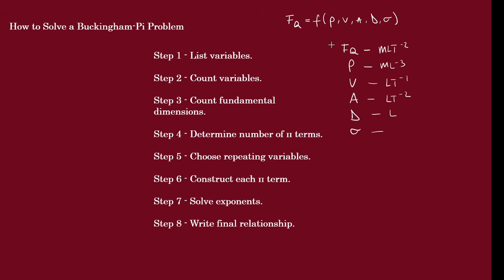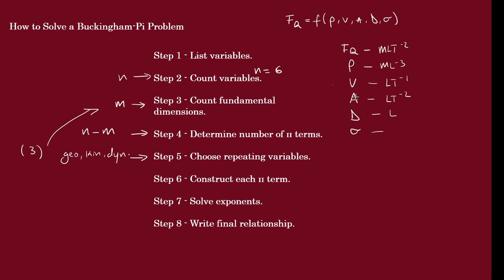Then you count the variables. So that's 1, 2, 3, 4, 5, and 6. So that's going to be n equals 6. Counting your variables gives you n. Counting your fundamental dimensions gives you m. Then go to determine the number of pi terms. So we know that's going to be n minus m. So we're going to choose our repeating variables. We need one geometric, we need one kinematic, and we need one dynamic if we are working with 3 fundamental dimensions.